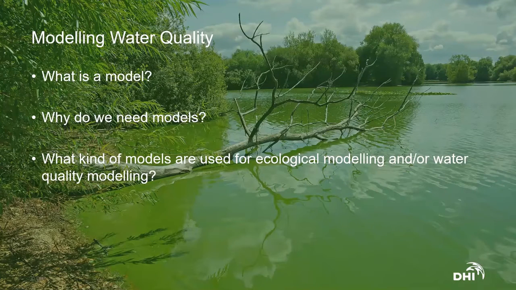Sorry, but what kind of models? There is a number of different models for ecological modeling and water quality modeling. I will not touch upon all. I will give a few examples on process or biogeochemical models, individual agent-based models, and then the stochastic models and population models. And then there are also other models, but these are kind of the standard ones.